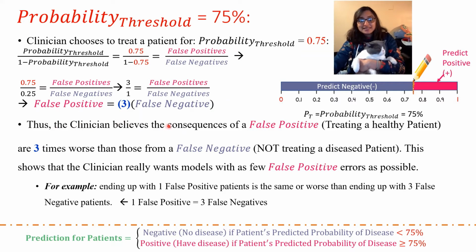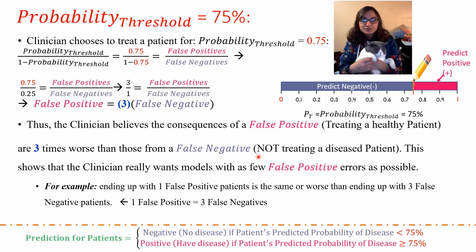So the clinician believes that the consequences of a false positive, of treating a healthy patient, sending this patient for unnecessary treatment, is 3 times worse than those of a false negative, of not treating a patient for disease. So this shows that the clinician really wants models with as few false positive errors as possible. And one of the reasons this could be is perhaps in this situation, going for treatment could be very, very risky and very expensive as well.